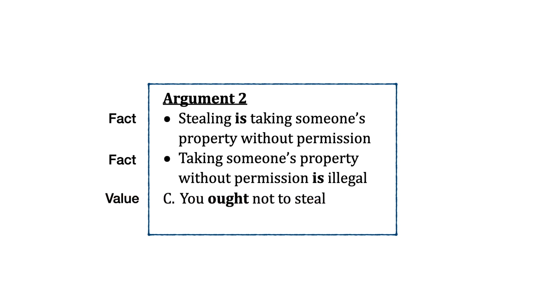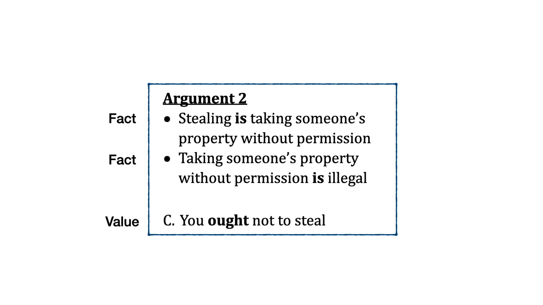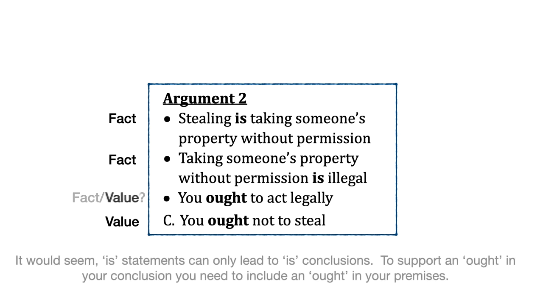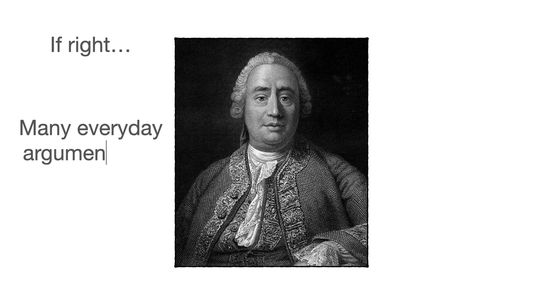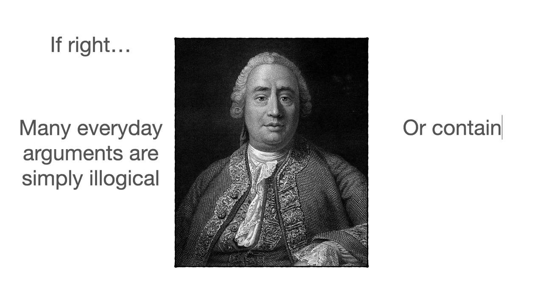If we want these arguments to make sense, we have to add an additional premise that allows for the conclusion to be supported. For example, you ought to act legally. Now the conclusion is logically supported, but notice the nature of the additional premise. It is a value, not a fact. This supports the idea we cannot get an ought from an is. If Hume is right, and many think he is, then arguments we make in everyday life that move from facts to values are simply illogical, or contain hidden, unstated premises that are actually values, not facts.